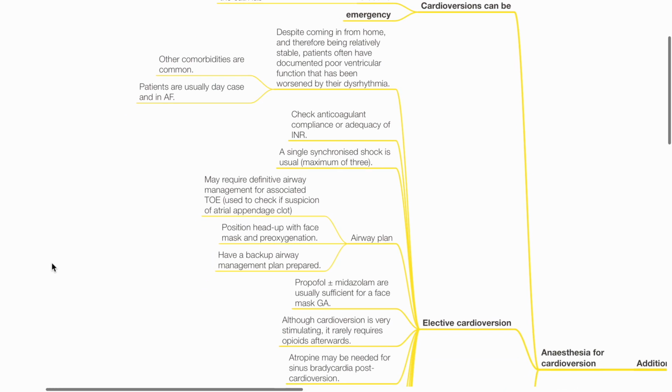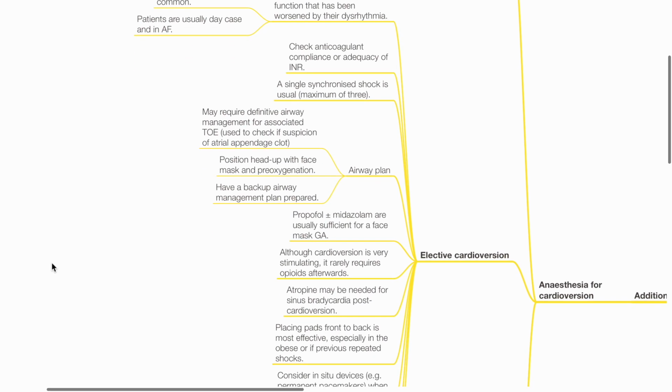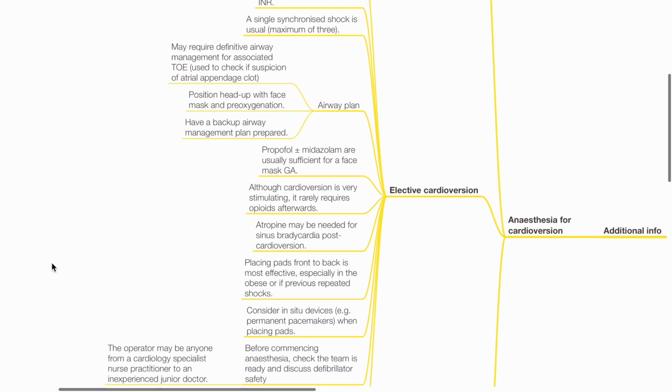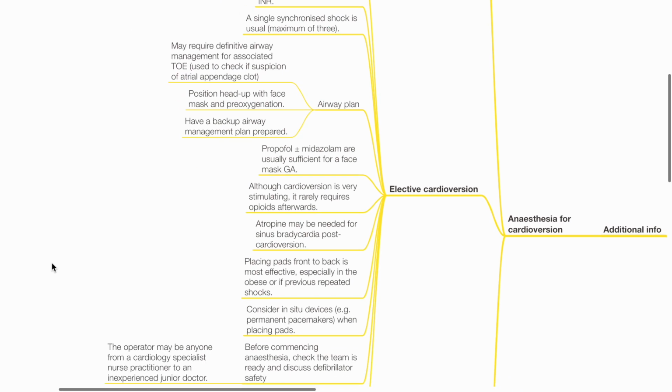Single synchronized shock is usual, with a maximum of 3. Airway plan. The patient may require definitive airway management for associated transesophageal echocardiography, which is used to check atrial appendage clot. Position head up with face mask and pre-oxygenation. Have a backup airway management plan.